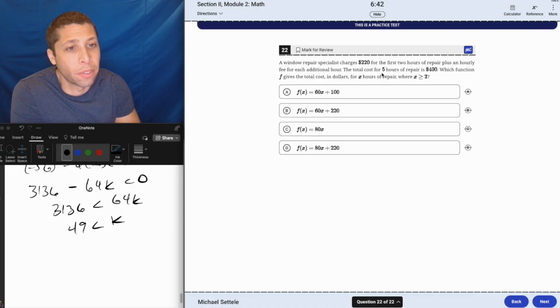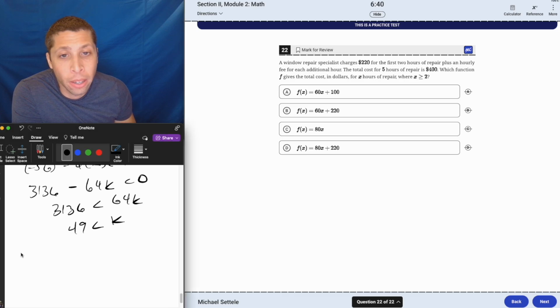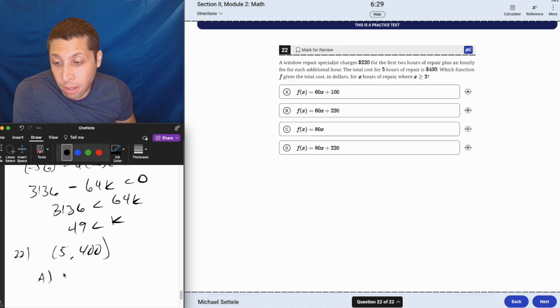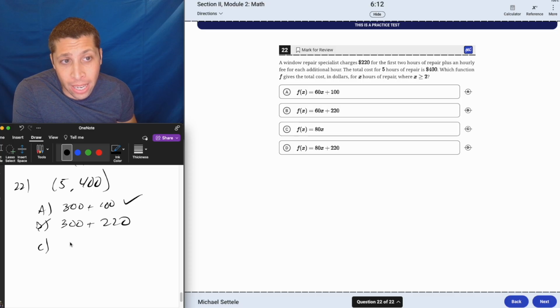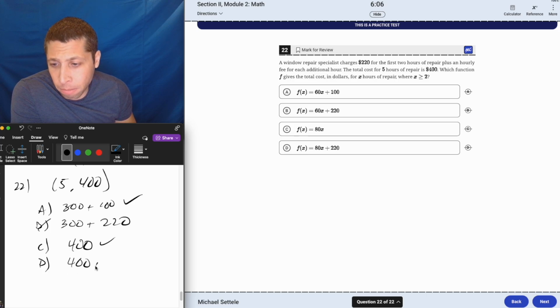A repair specialist charges $220 for the first 2 hours of repair plus an hourly fee for each additional hour. The total cost of 5 hours is $400. So this is plug points and equations. 400 is a nice easy point, right? So A would be 5 times 60, which is 300 plus 100. That works. B would be 60 times 5, which is 300 plus 220. No. C would be 80 times 5, which is 400. So that works. And D would be 400 plus the 220. So nope.